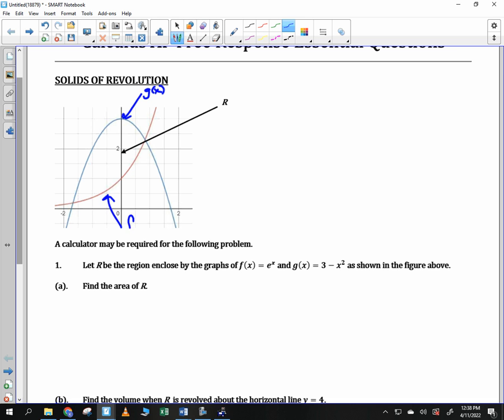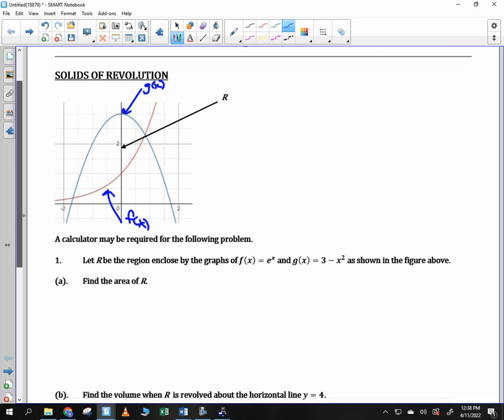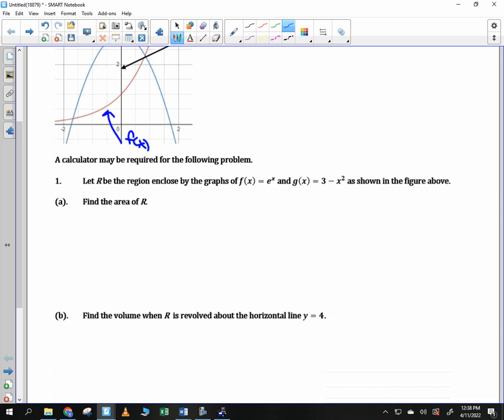f of x. Great. So as she said, top minus bottom, I will do the integral of the top, which is g of x, minus the bottom, which is f of x, dx. What am I missing? Bounds. How would you go about finding your bounds?